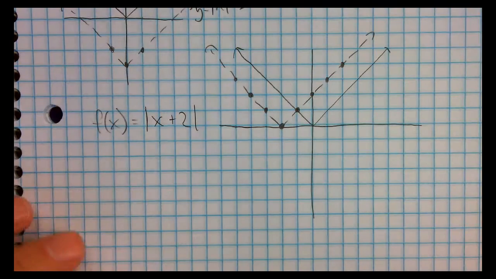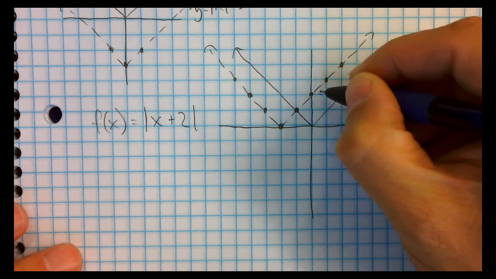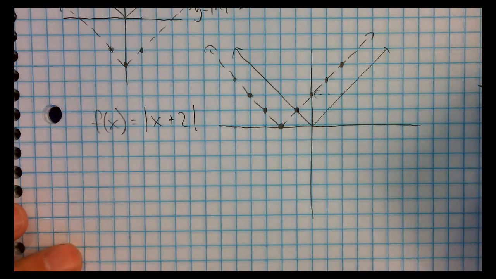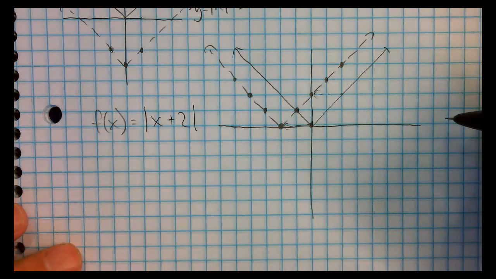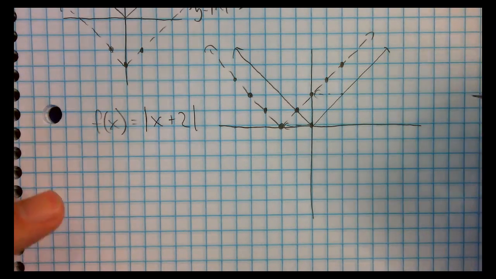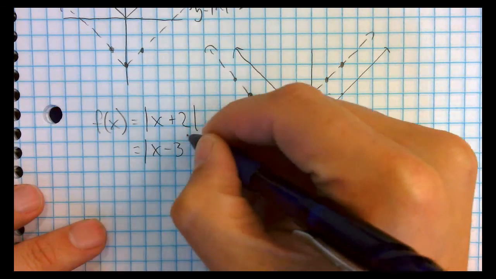So you can see this didn't do an up or down shift, this did a shift to the left, where every point is now 2 units over to the left from where it was. This point got shifted over 2 to the left. All right, well, let's look the other way. Let's look at absolute value of x, say -3.